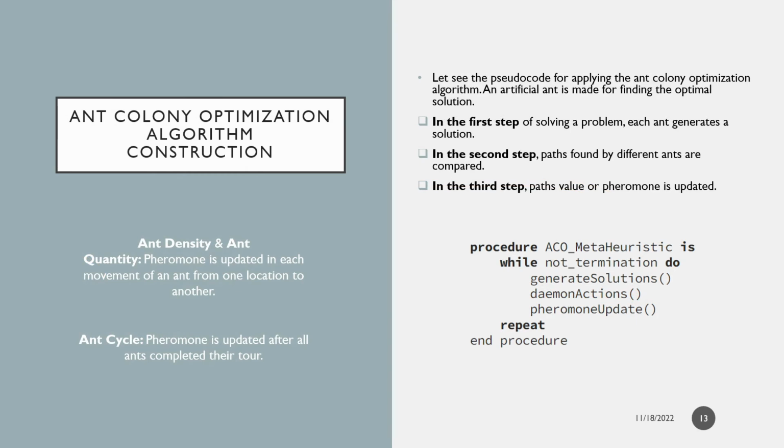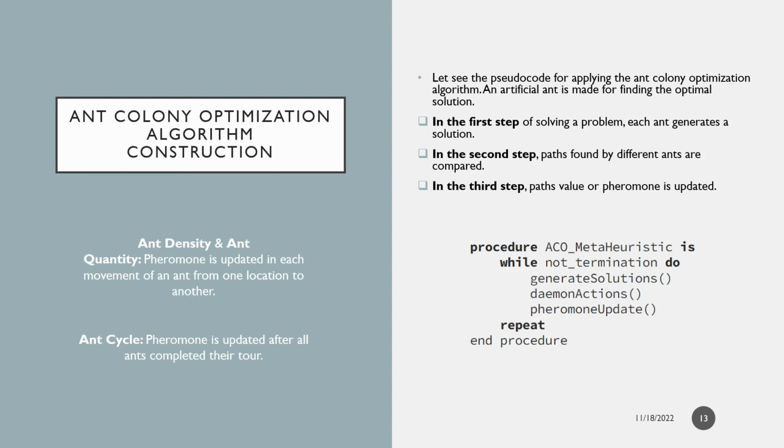From this, let's construct our algorithm, the ant colony optimization algorithm. For this, we have to consider some things: ant density and ant quantity. Pheromone is updated in each movement of an ant from one location to another. Ant cycle: pheromone is updated after all ants completed their tour.